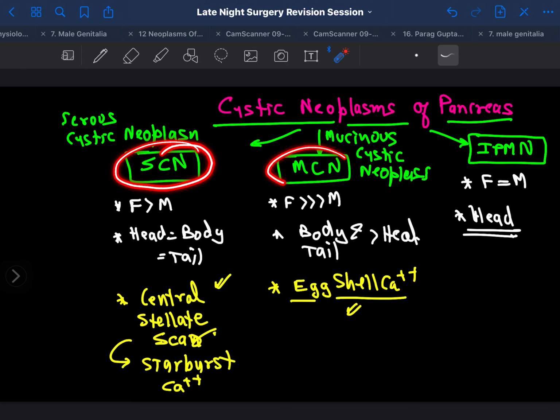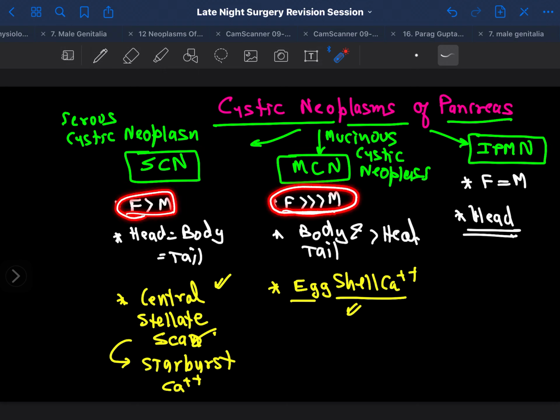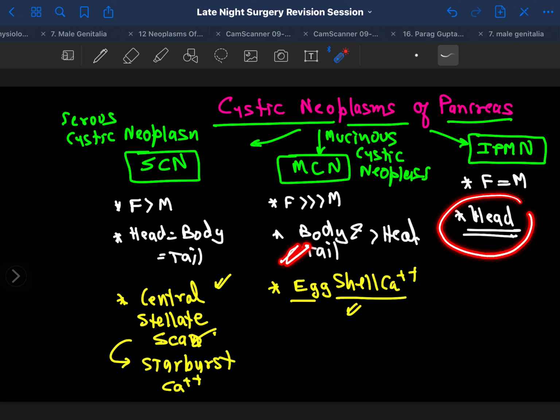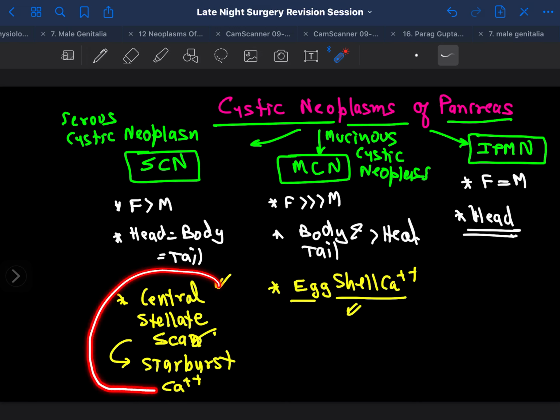Now, what you need to understand is that the cystic neoplasms of the pancreas can be the serous cystic neoplasm, mucinous cystic neoplasm, and the IPMN. These are the three kinds of cystic neoplasms which we need to talk about. I told you that the serous cystic neoplasm is more common in females. Mucinous cystic neoplasm is much more common in females. But IPMN, females and males are practically equal in incidence. The serous cystic neoplasm has equal distribution in head, body, and tail. Mucinous cystic neoplasm is more common in the body and tail as compared to the head. And the IPMN predominantly occurs in the head of the pancreas.